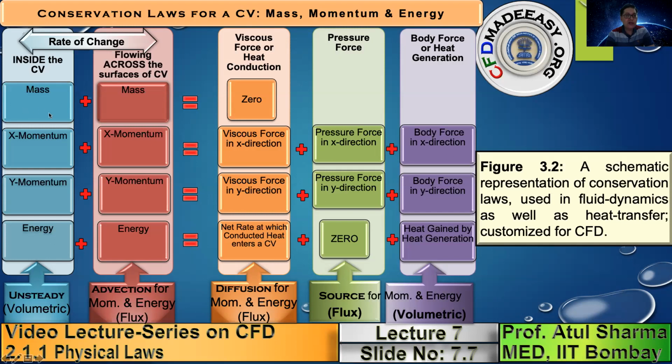So for incompressible flow, note that the unsteady term, the rate of change of mass, the density variation, is not present. So then you are left with this mass conservation law to recover pressure.